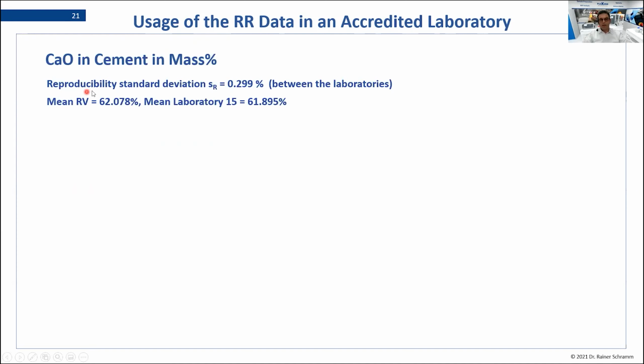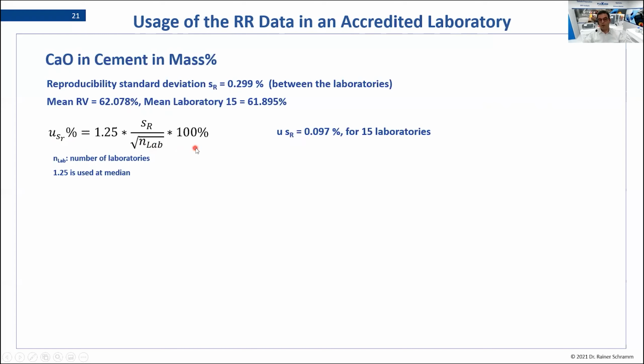So let us assume we have in our round robin this kind of reproducibility as our standard deviation. The mean value was 62.078, and your laboratory had this value. Then with this formula, easily you can just calculate from the SR the uncertainty of this standard deviation, when you know the number of laboratories which were used for the calculation. I just calculated it for you.